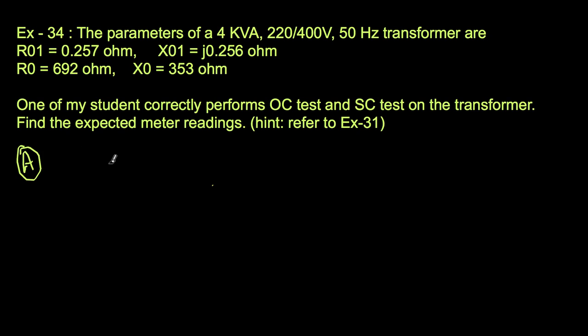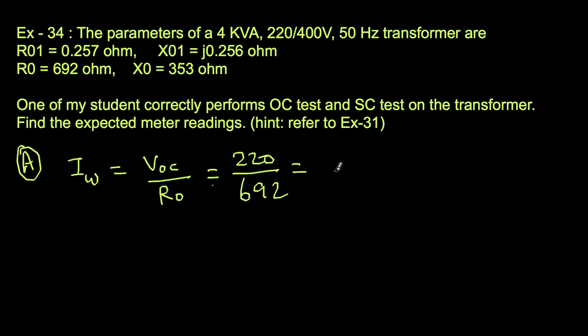So I can use them directly, which is good news. So how do we get the working component of current? I will get it if I divide the open circuit voltage by R naught. The open circuit voltage has to be 220 volts, divided by R naught, which is given as 692. I have calculated this, it is 0.318 amperes.